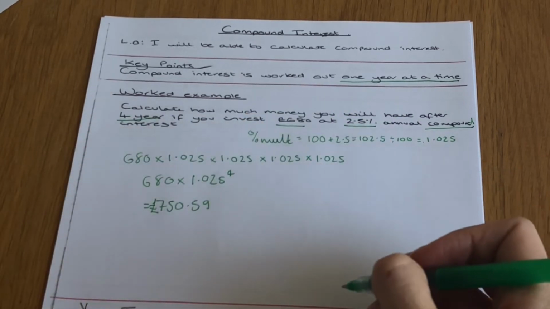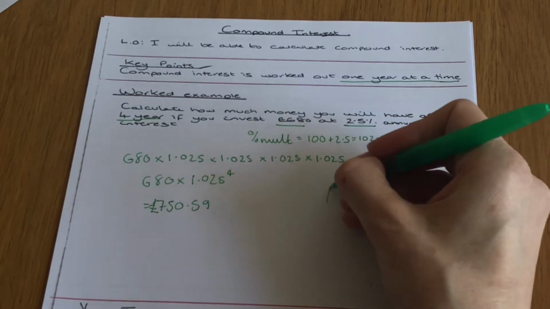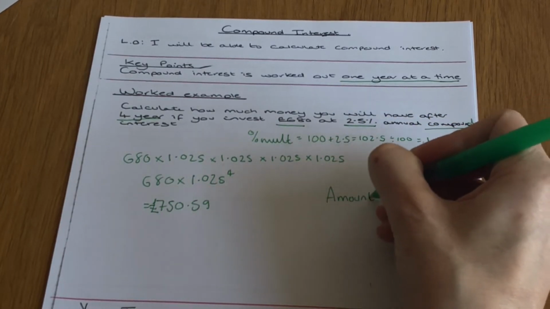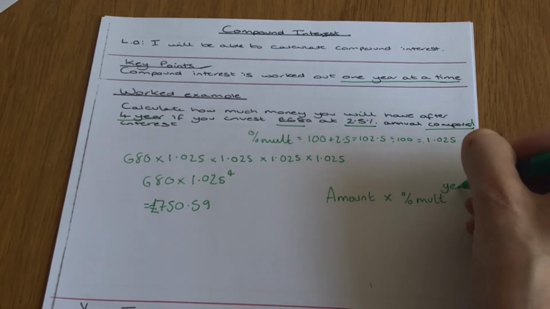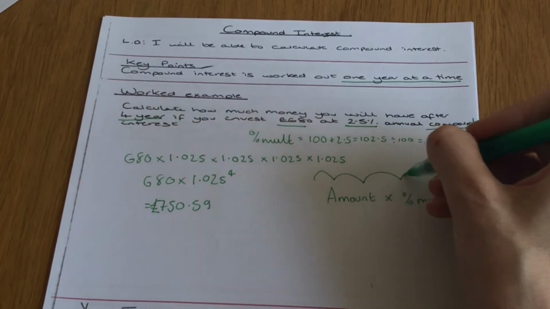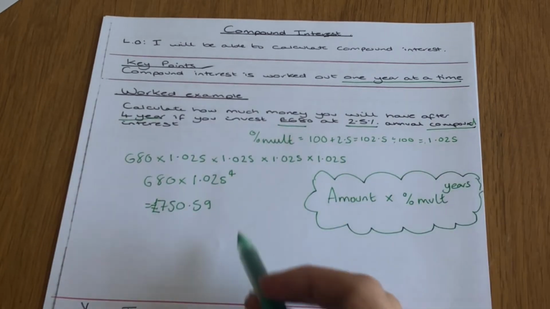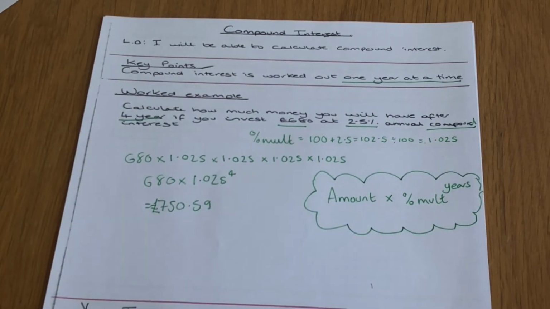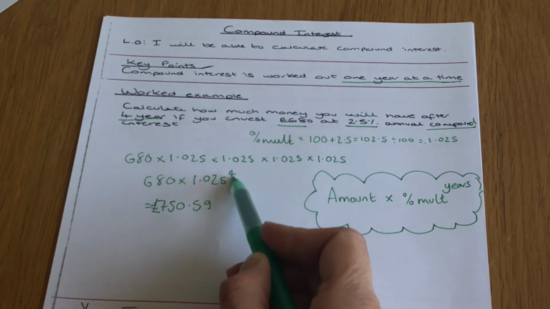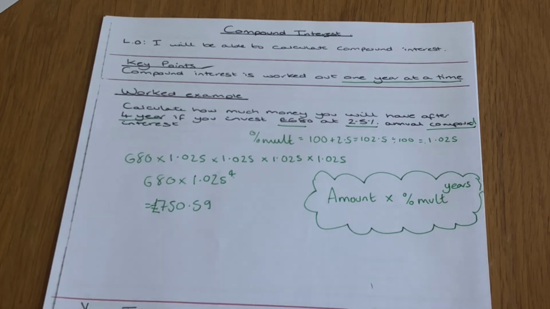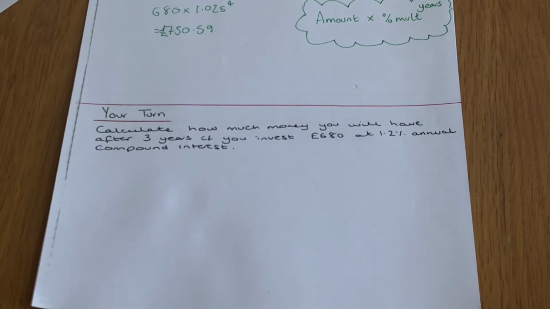So looking at this, we can actually come up with a formula. And our formula is the amount times by the percentage multiplier to the power of the years. That is our formula for compound interest, and hopefully you can see where that formula actually comes from. First year, second year, third year, fourth year is the same as writing it to the power of the years. Okay, I have an example for you to do here. Press pause, have a go, and then we'll go through it.